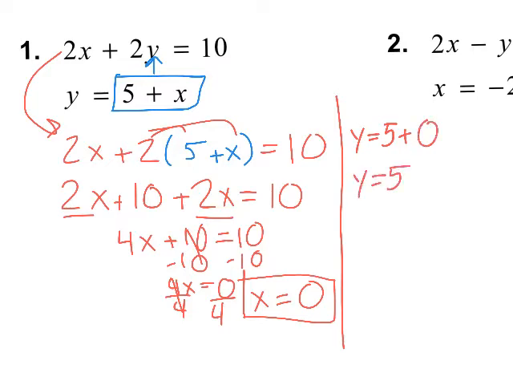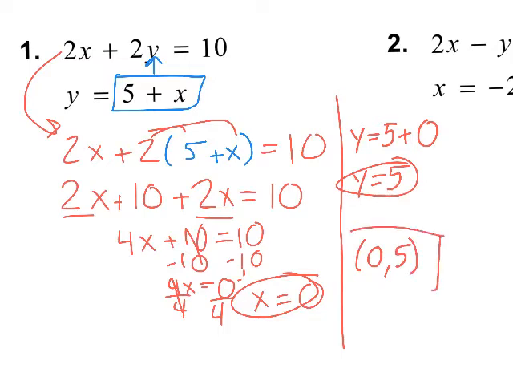Okay, so let me actually get rid of this box down here because that's not my final answer, right? Okay, so we have x is 0. We have y is 5, so my ordered pair is (0, 5). That is my final answer. Okay? Your final answer needs to be an ordered pair just like it was when we graphed.